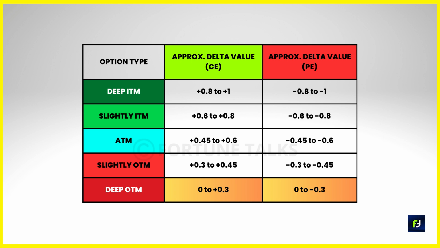Always keep in mind that deep OTM options are cheap for a reason. They have a delta whose absolute value is less than 0.3, meaning they have less than 30% chance of expiring in the money. So the deeper the option is out of the money, the lower will be its delta, meaning the lower will be the probability of that option moving in the money by the expiration date. I hope it is clear.